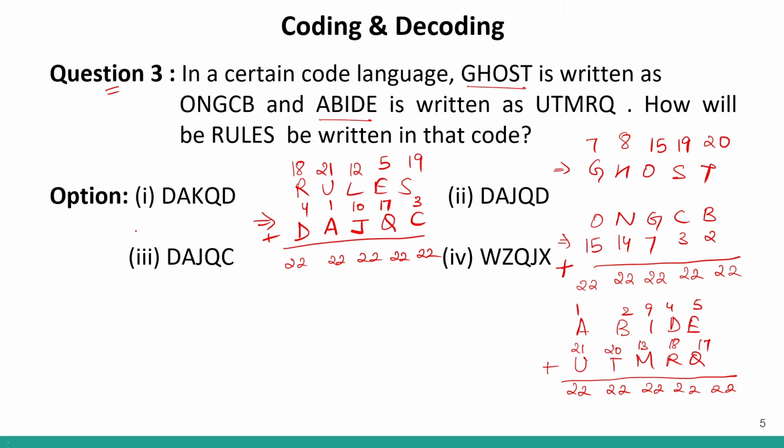DAJQC. This is given in option number 3. So option number 3 will be the correct answer to this question. Clear?